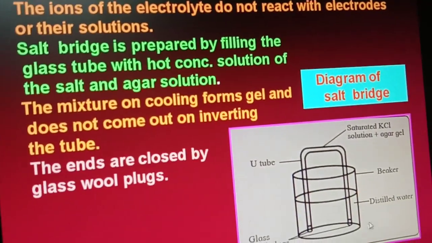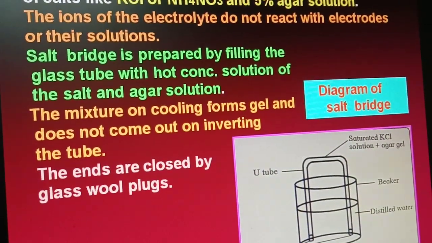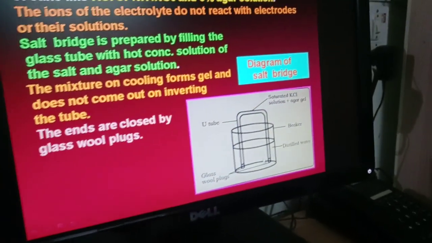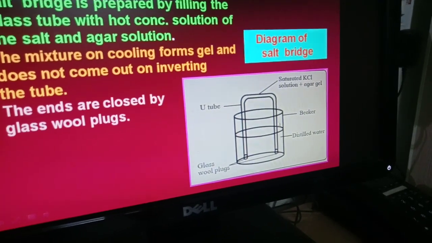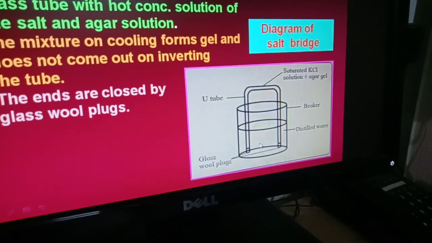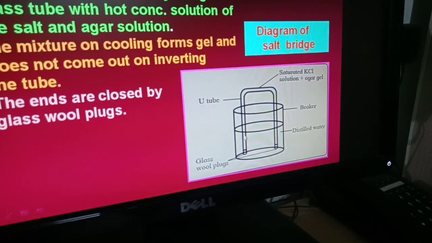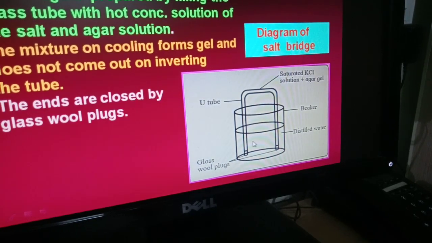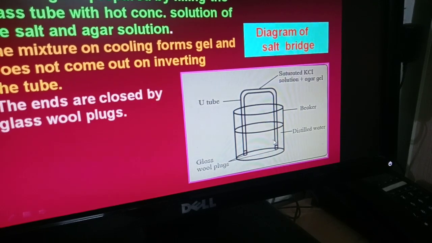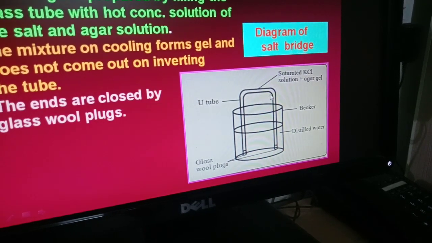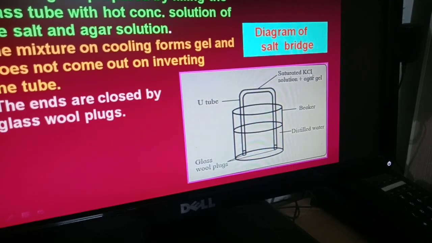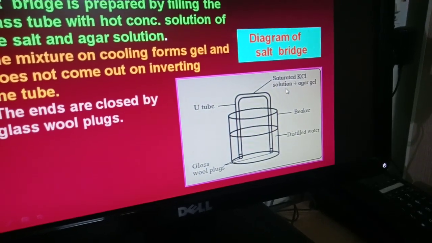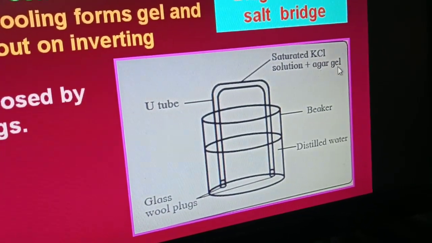In the figure, you find a beaker is taken. In this, the salt bridge is placed in an inverted position. So this is the salt bridge, which is an inverted U-shaped glass tube. It is immersed in distilled water. When not in use, it is always kept in distilled water. Now this salt bridge contains either saturated KCl solution or ammonium nitrate along with agar gel.